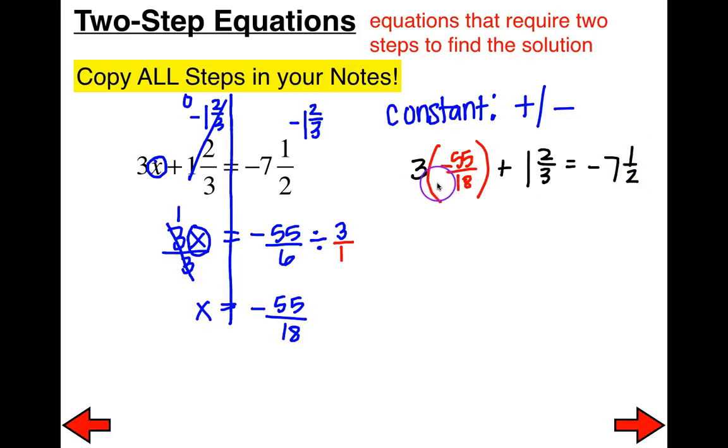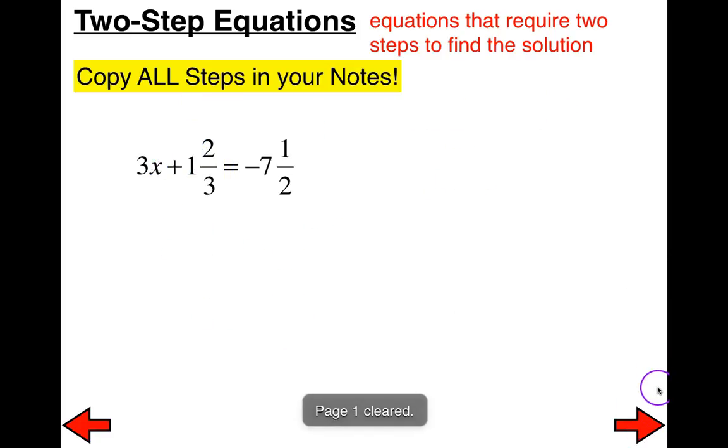So once you simplify and evaluate what you have here, you should end up with a true statement. If you don't end up with a true statement, that means your solution is incorrect and you're going to have to try it again. Okay? So that concludes our very first example. So let's just go ahead and move on.